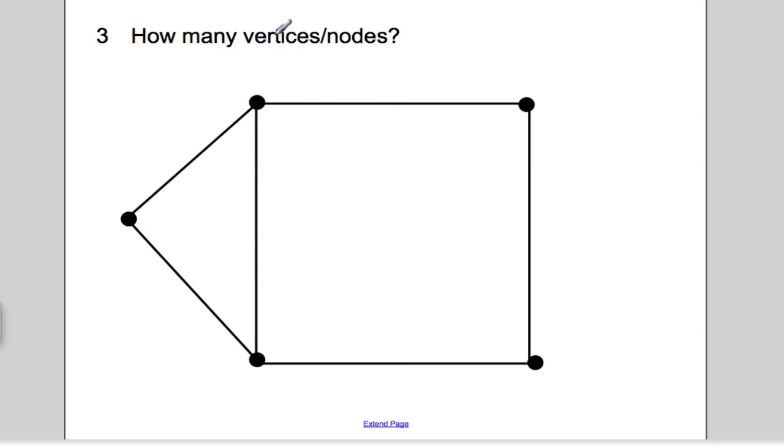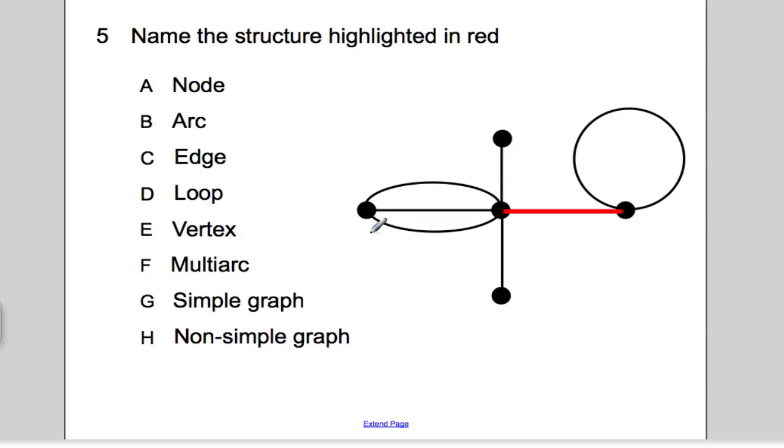Question 3. How many vertices or nodes? 1, 2, 3, 4 and 5. 5 again. Question 4. How many edges or arcs? 1, 2, 3, 4, 5, 6. 6. Question 5. What's the structure highlighted in red? Well, it's a connection between two nodes or vertices. So it's called an arc, but another name for it is also an edge. So you had to get B and C there.